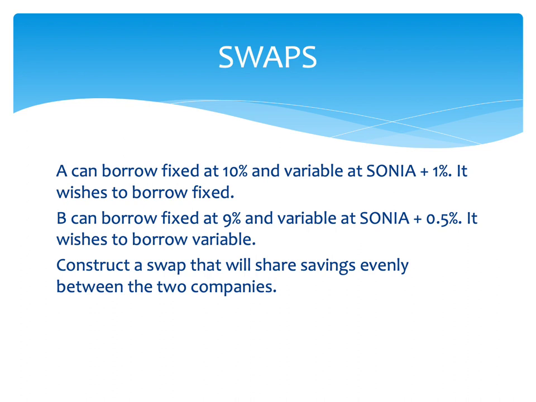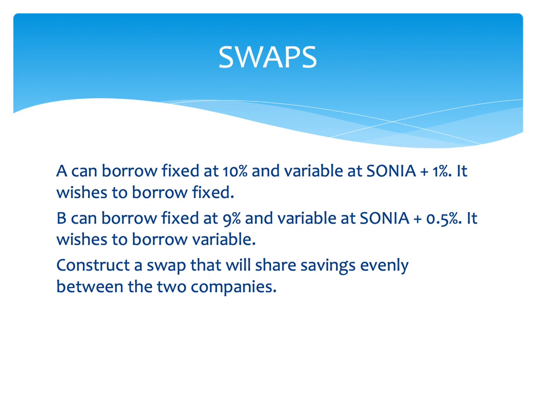A wishes to borrow fixed. The other company, B, has a better credit rating than A, so it can borrow more cheaply, you'll notice. It can borrow fixed at 9% and variable at SONIA or base rate plus 0.5%. It wants to borrow variable.